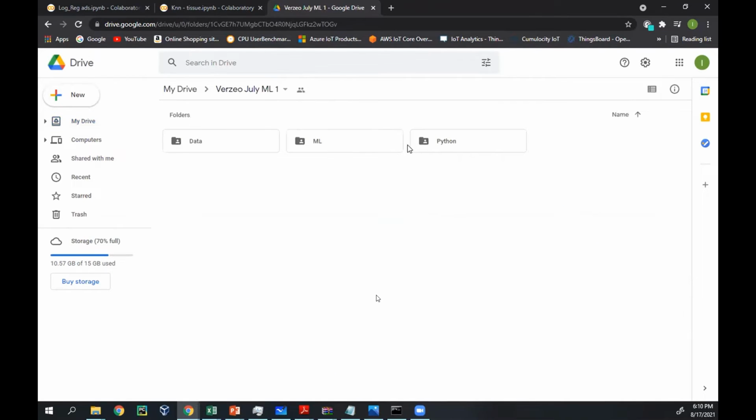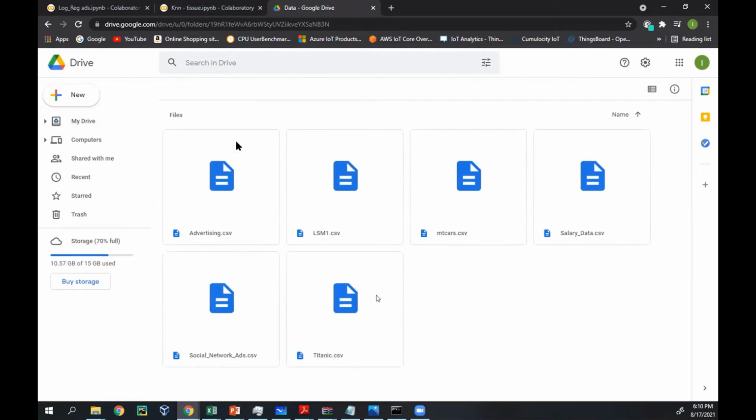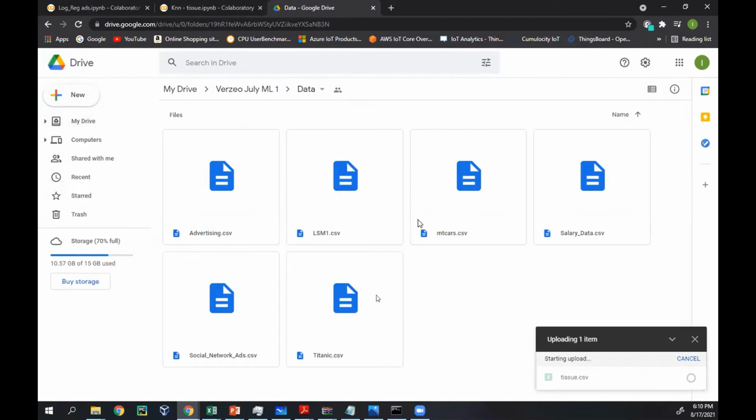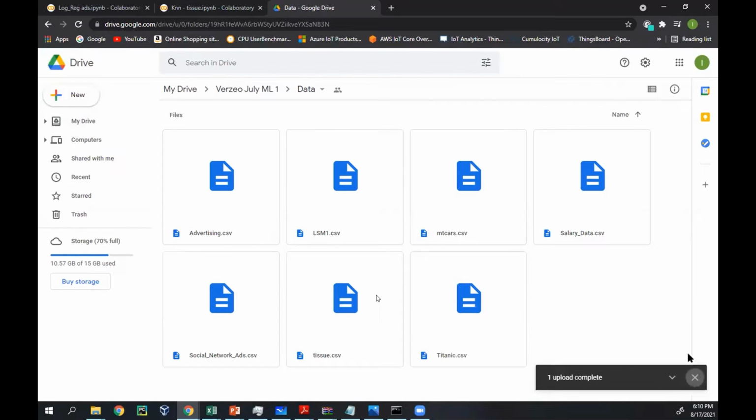Here I have to give you the tissue data. Yes, this one is a pure classification problem. So you have tissue here, guys. Okay, and you can proceed with that.